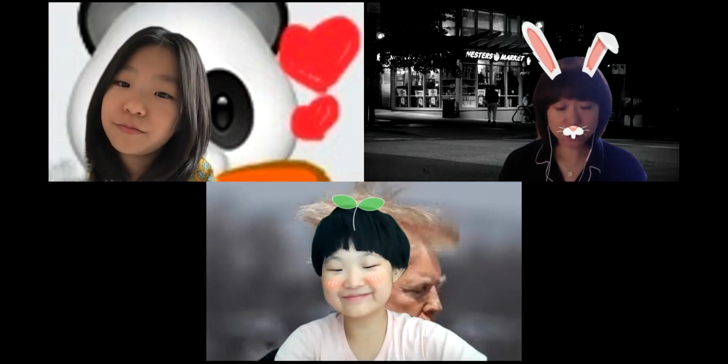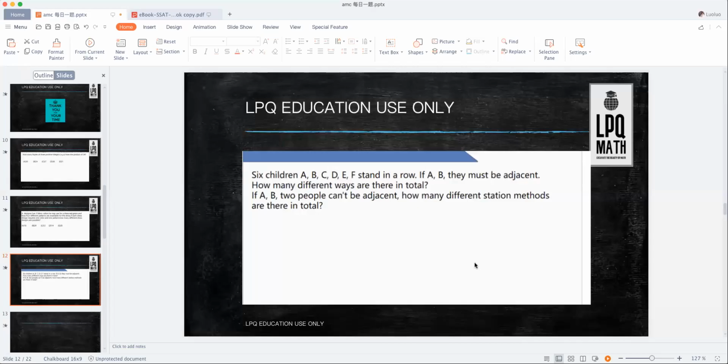So we're going to learn another one. It is called: 6 children, A, B, C, D, E, F, stand in a row. If A and B must be adjacent, how many different ways are there in total to put these children in order? And if A and B, two people, cannot be adjacent, how many different standing methods are there in total?